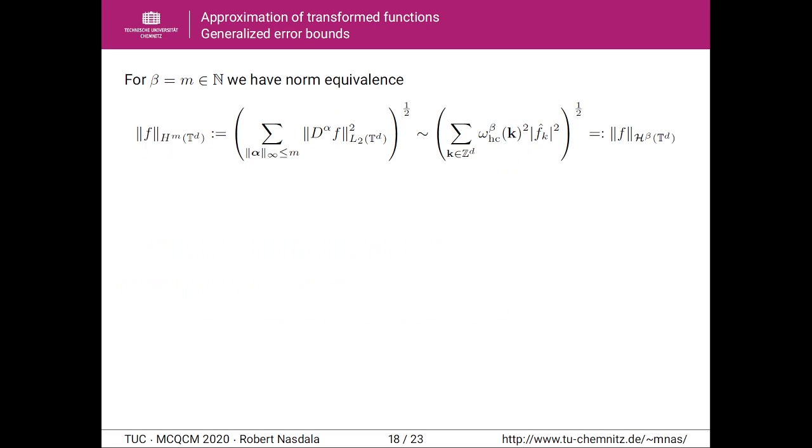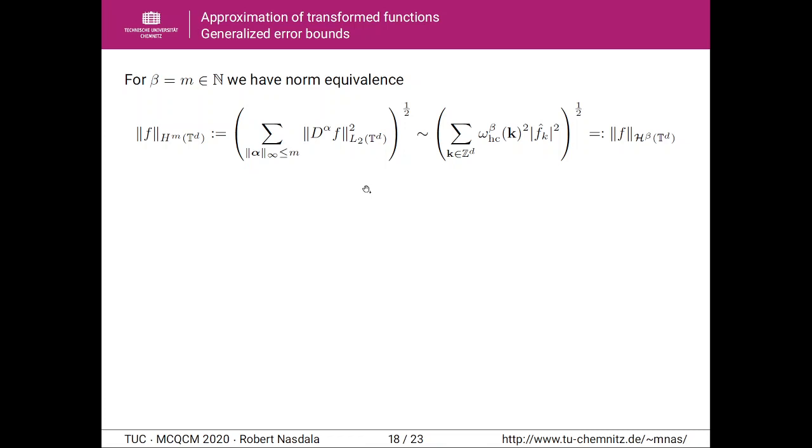I need the following norm equivalence of the norms that we've seen so far. On the left-hand side, we have the Sobolev norm based on the derivatives of f. On the other hand, we have this norm where we summed the weighted Fourier coefficients. And those are indeed equivalent if beta and m are the same natural number.